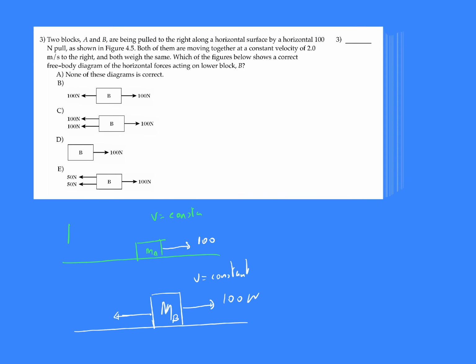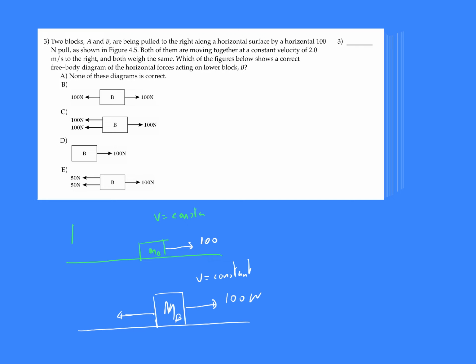It says two blocks A and B are being pulled on a horizontal surface. A horizontal surface means that the weight is not acting in the horizontal direction. So it's 100 newtons pulling the object A and 100 newtons pulling the object B. This object is light, this object is more massive, it has more mass. Both of them are moving with constant velocity.